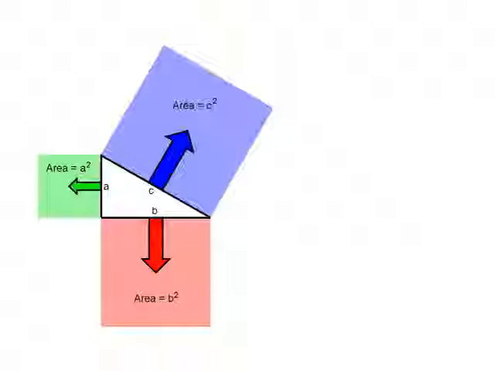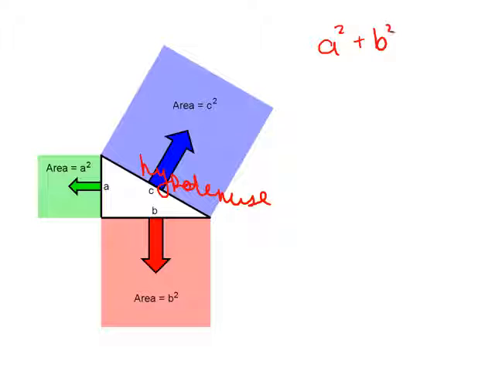Another misconception is mislabeling the diagram. Remember, the hypotenuse is always the longest side. And in the equation, a squared plus b squared equals c squared, it's always the c. That's the hypotenuse, because the smaller sides add up to the bigger side.